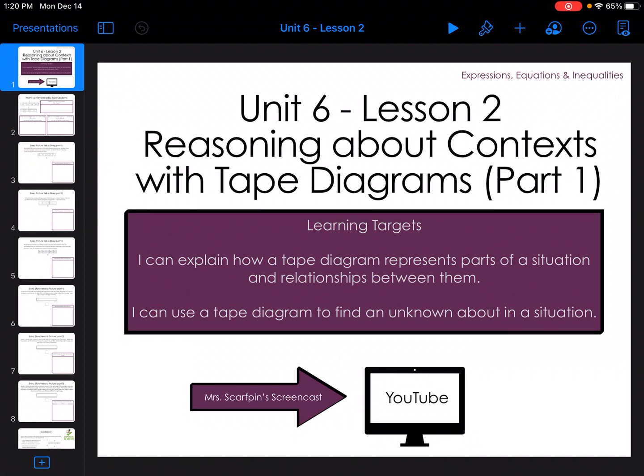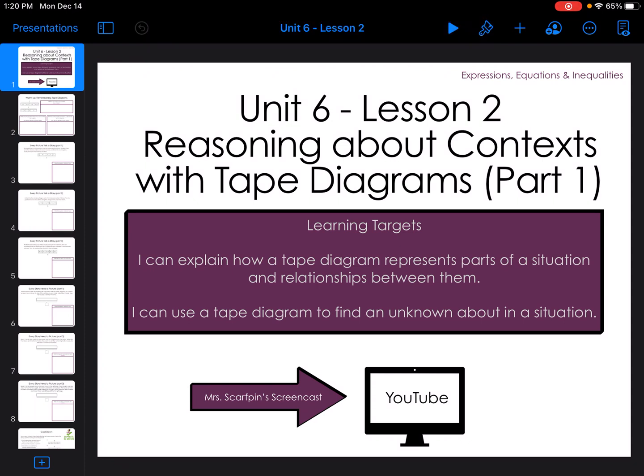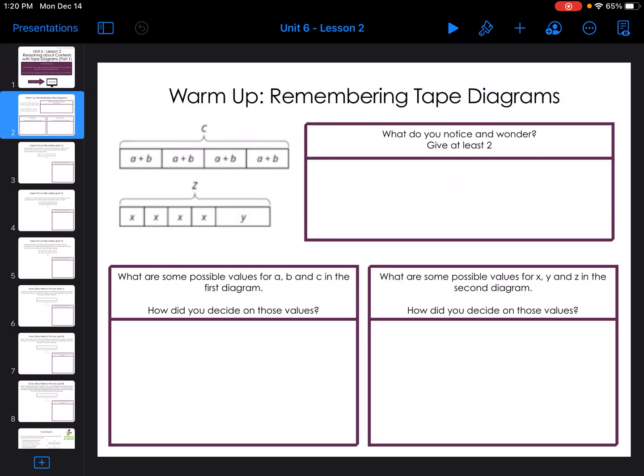Right, Unit 6, Lesson 2, Reasoning about Context with Tape Diagrams. So we're going back to tape diagrams. I can explain how a tape diagram represents parts of a situation and the relationships between them. I can use a tape diagram to find the unknown about a situation.